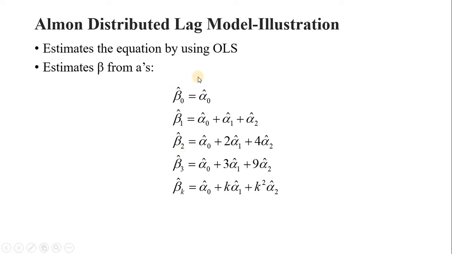So beta 0 will be equal to a0. This is not alpha cap 0 but a0. Beta 1 will be a0 plus a1 plus a2. Beta 2 will be a0 plus 2a1 plus 2 square a2. And beta 3 is equal to a0 plus 3a1 plus 3 square, 9a2. Similarly, we can calculate all the remaining values.